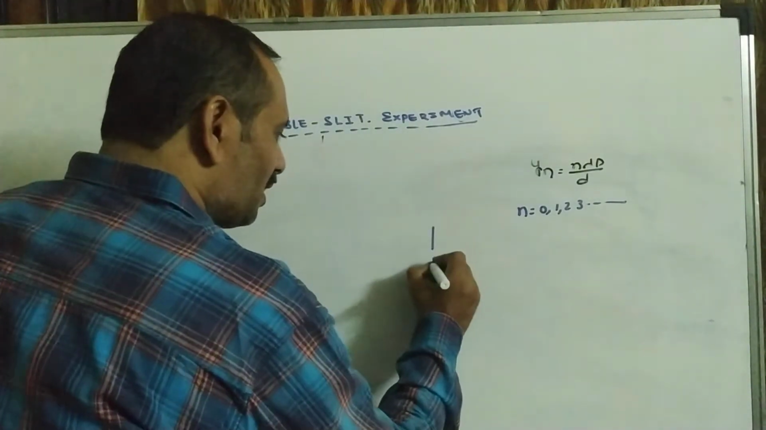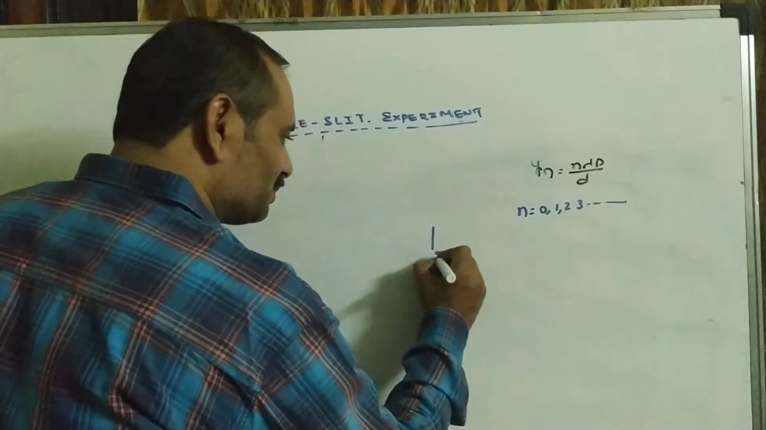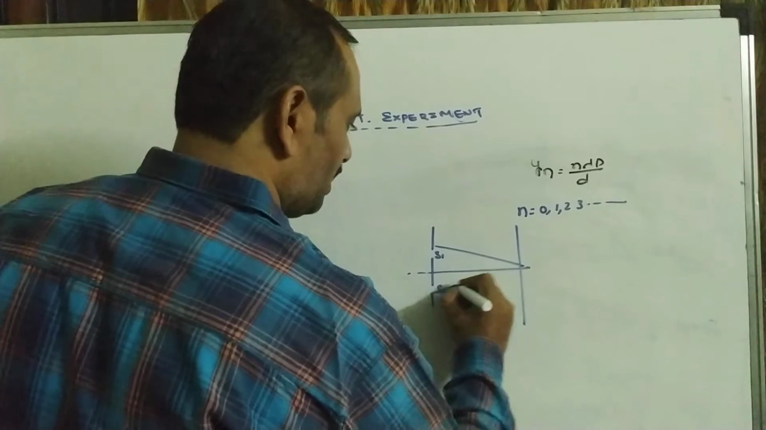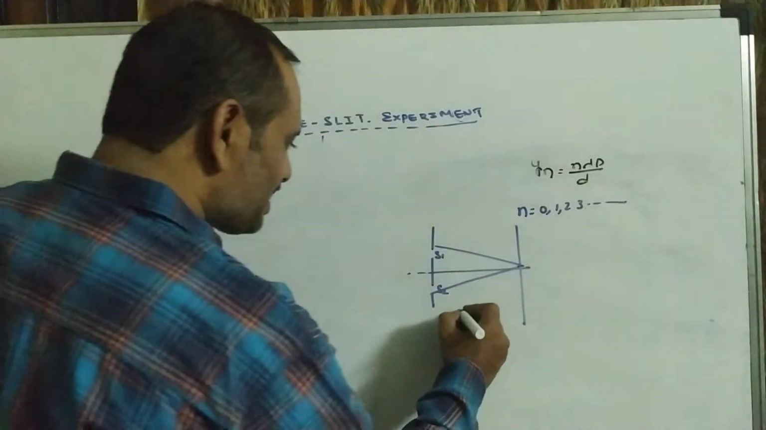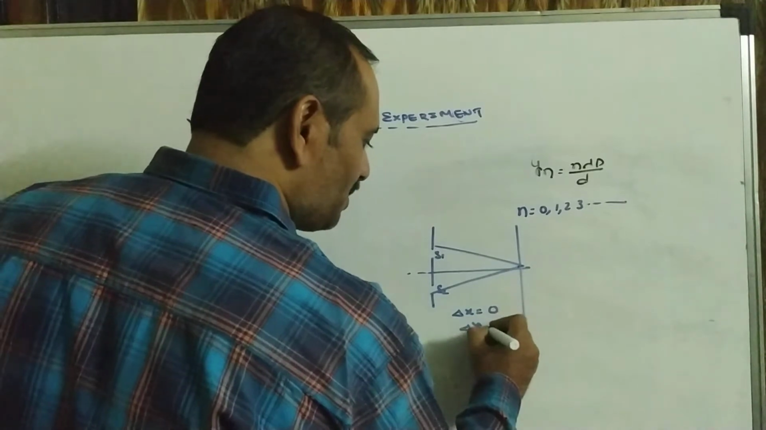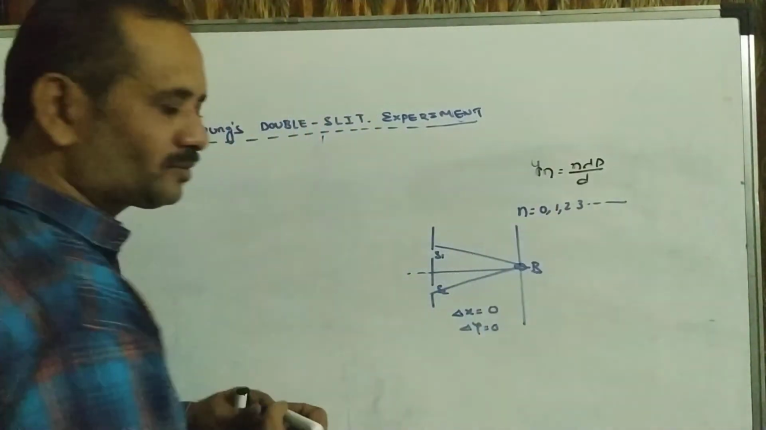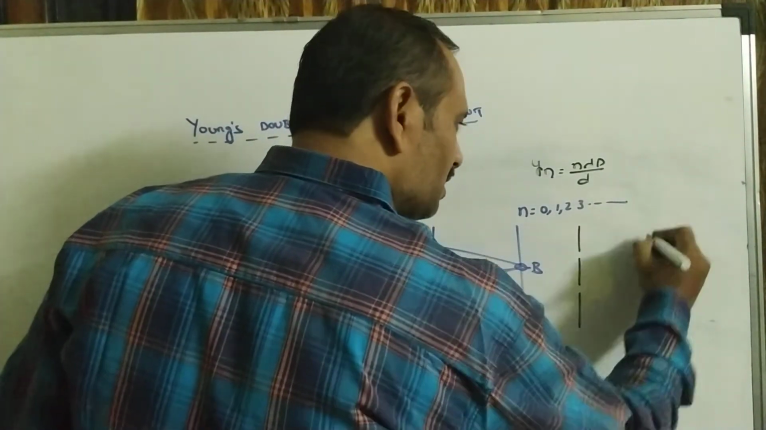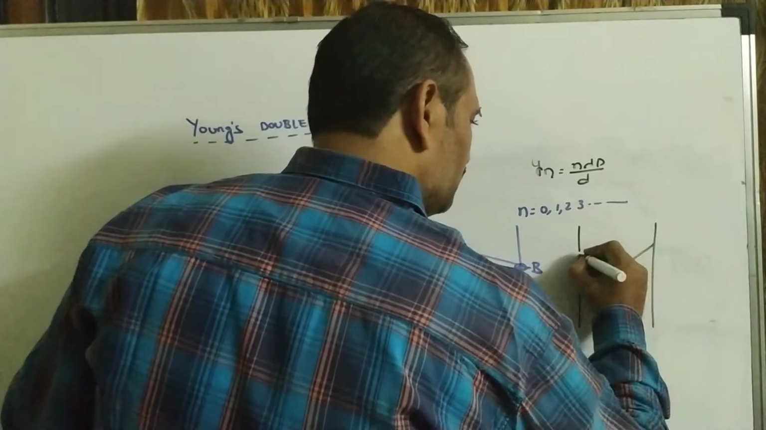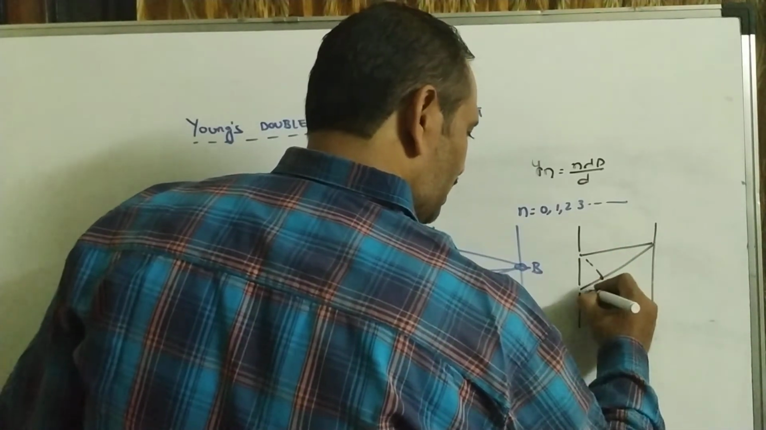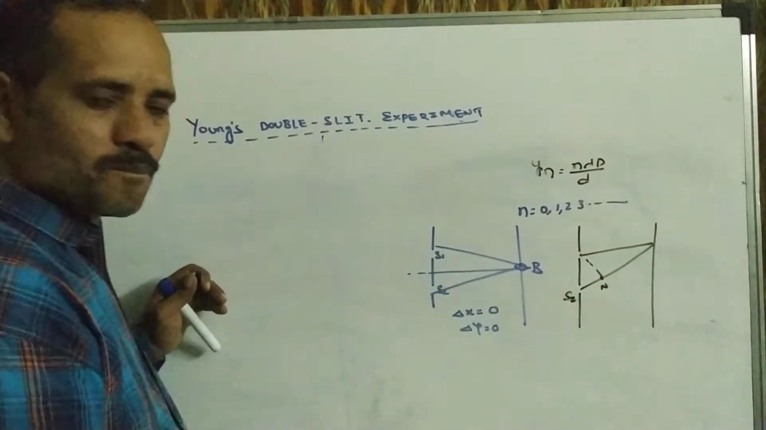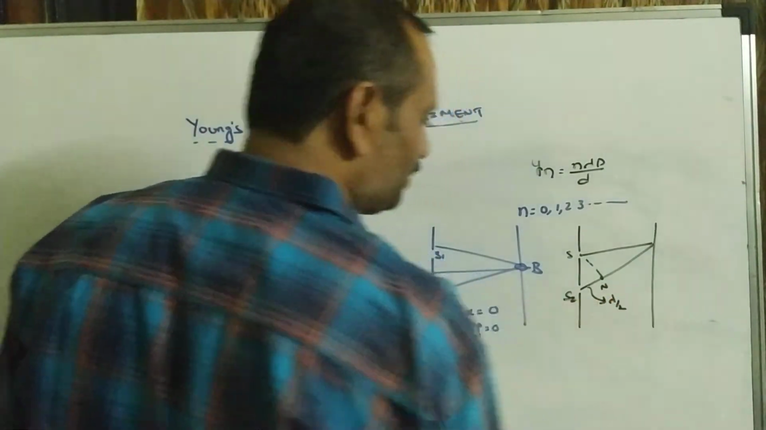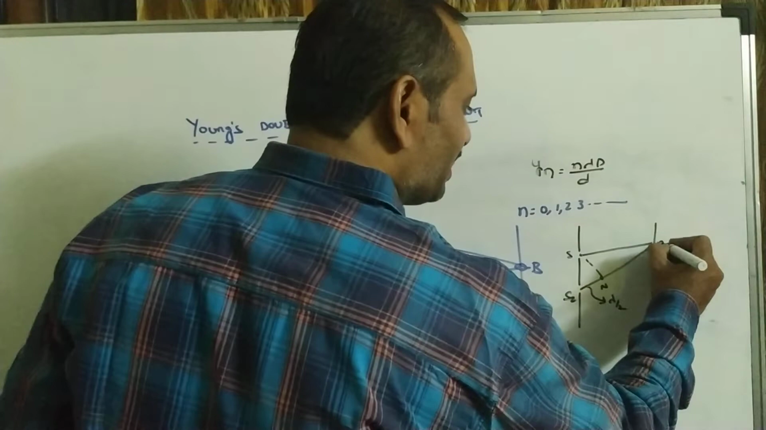For example, this is S1, S2, equidistant from the source. No path difference, delta x is 0, delta phi is 0. It is a bright band. Suppose it is like this, this normal, S2 to n path difference is lambda by 2. Then I am going to get minima here.